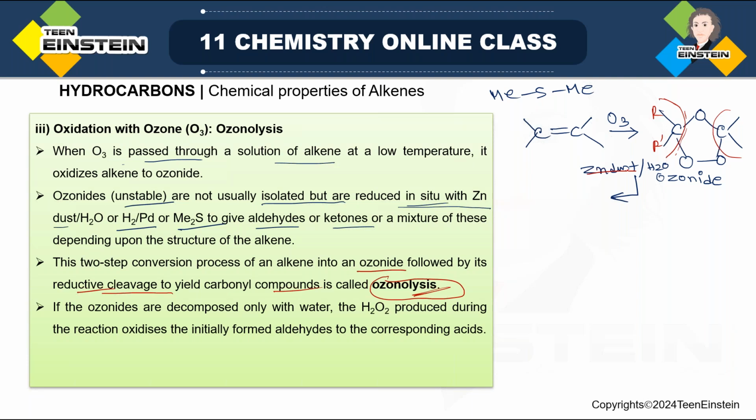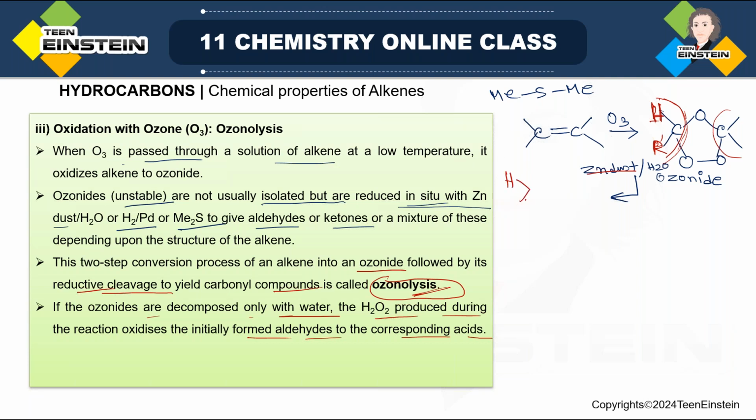If you are not using it, what will happen? If the ozonides are decomposed only with water without using any reducing agent, the H2O2 produced during the reaction, because if you thoroughly examine the mechanism, there is formation of the side product H2O2. Now this H2O2 can act as an oxidizing agent and it can oxidize the initially formed aldehyde to the corresponding acid. So suppose there is formation of aldehyde from this side, though when you have two R groups, it is not like that. When you have one H and one R, then aldehyde will be formed.